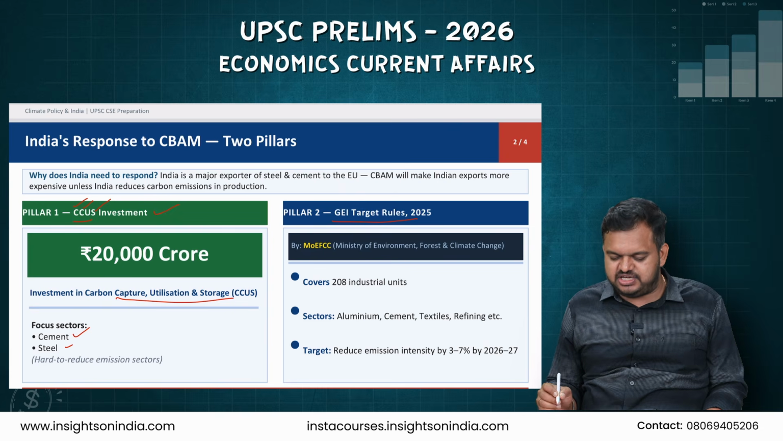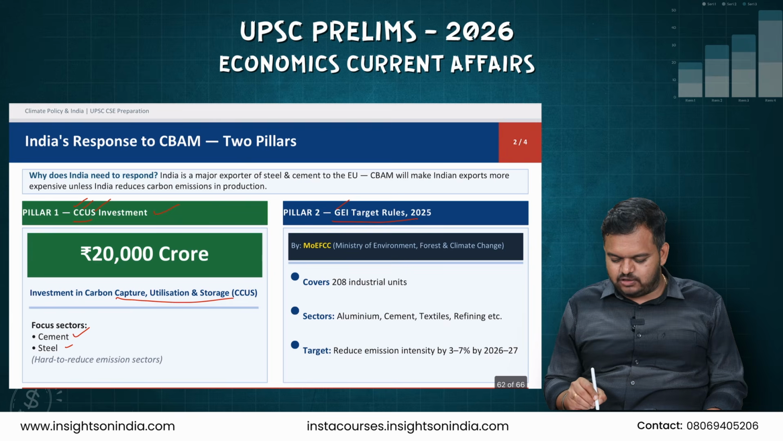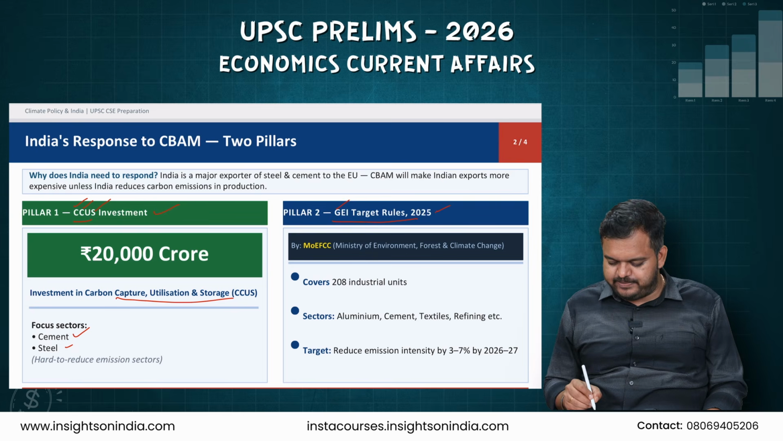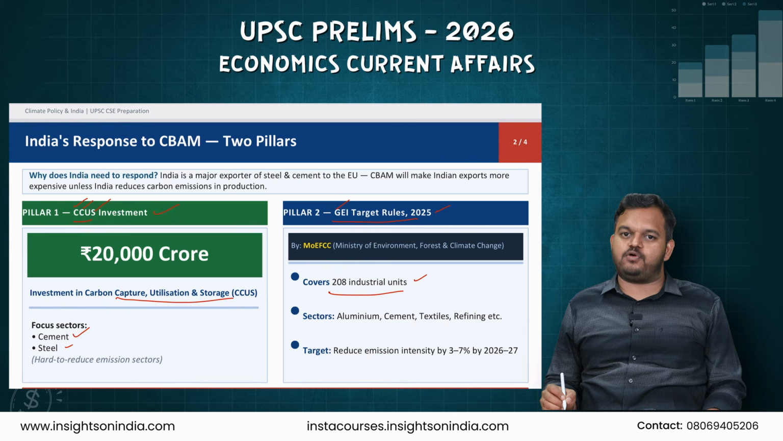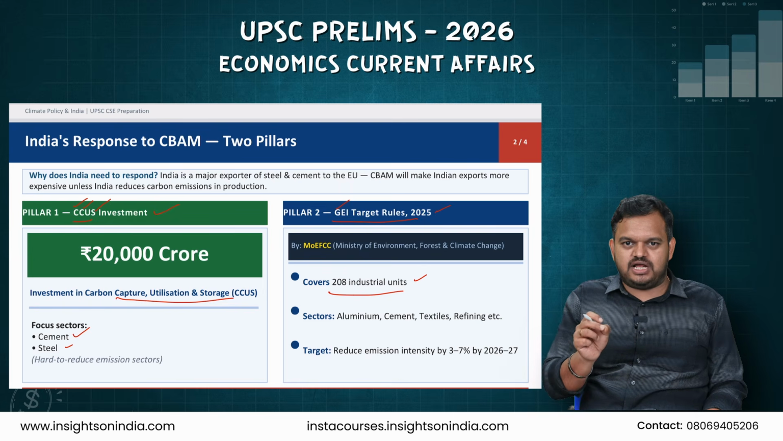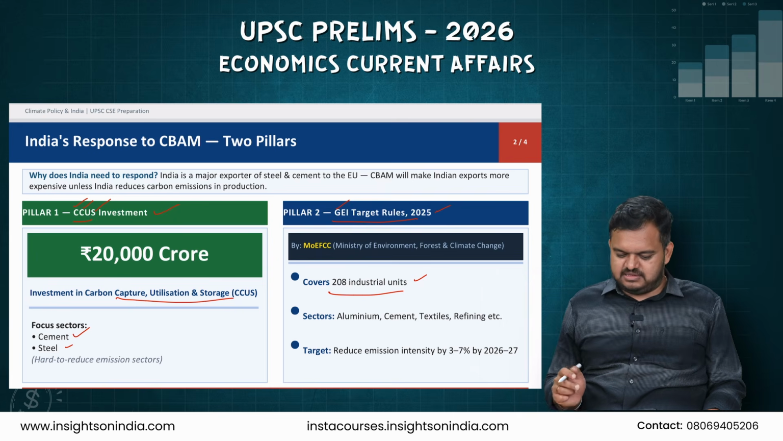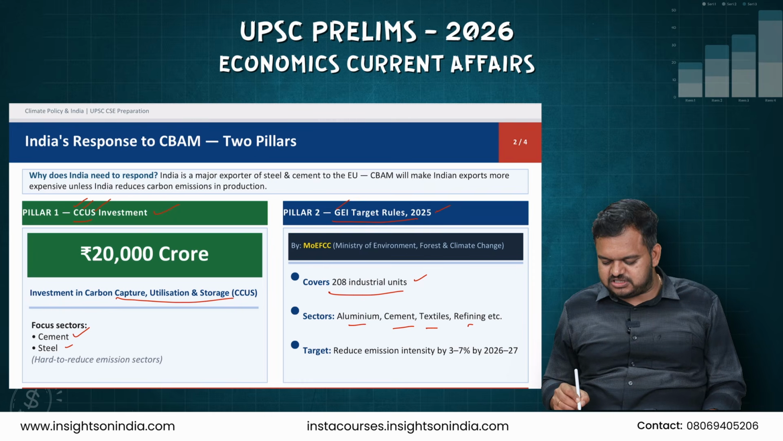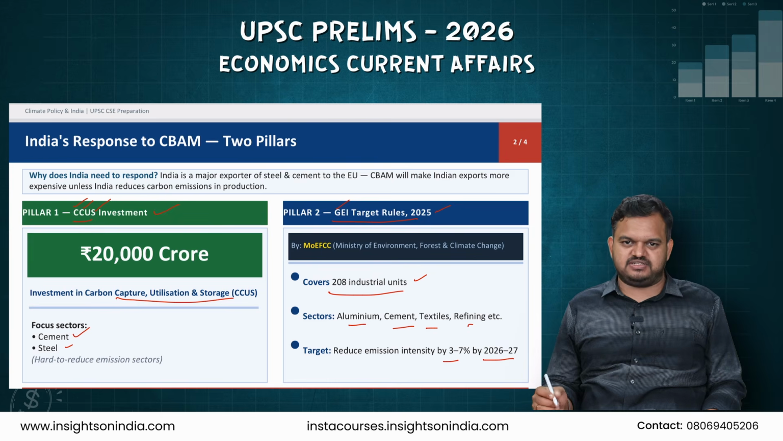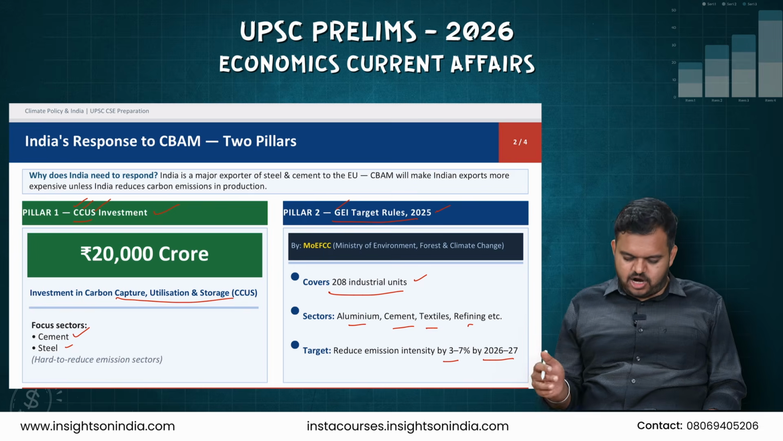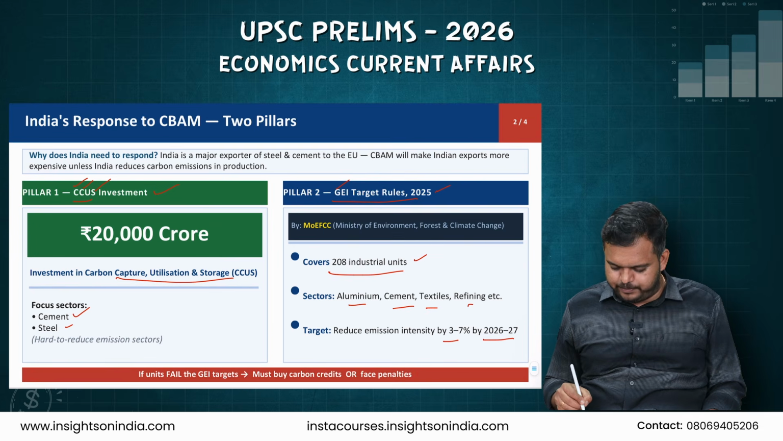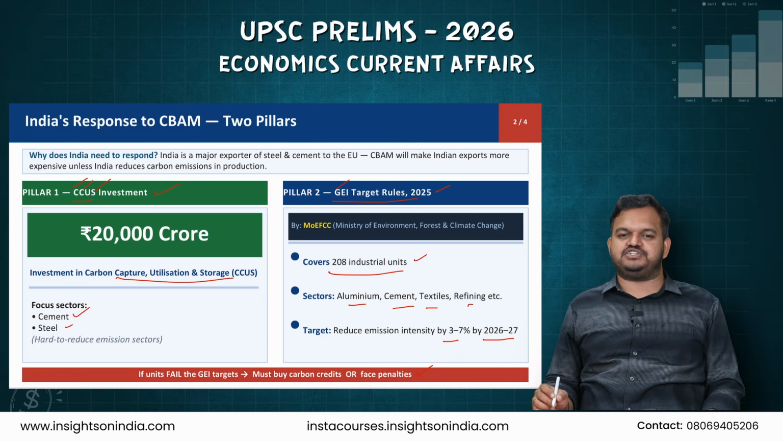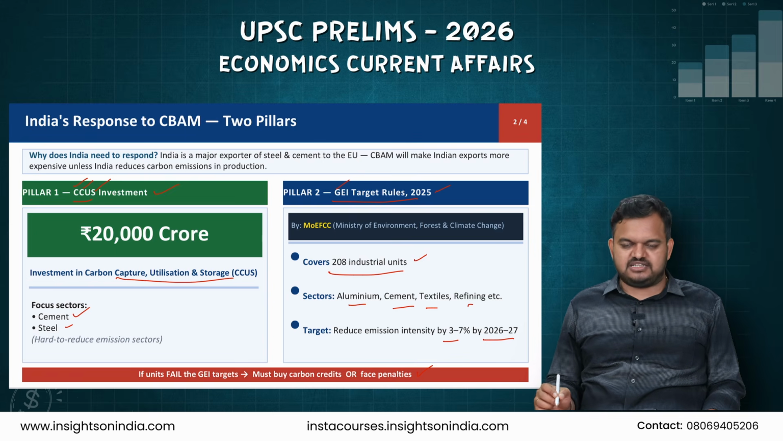The second initiative the government has taken is the GEI Target Rules, Greenhouse Gas Emission Intensity Target Rules of 2025, specifically meant for 208 industrial units. The government is going to impose strict standards or regulations with respect to greenhouse gas emission. These industries, especially aluminium, cement, textile, refining industry, etc., must follow this. They have to reduce emissions by 3 to 7% by 2026-27, which is next financial year. If they cannot, they have to face penalties. So, in response to the CBAM mechanism, India has introduced two initiatives: carbon capture, utilization and storage, as well as the GEI Target Rules.